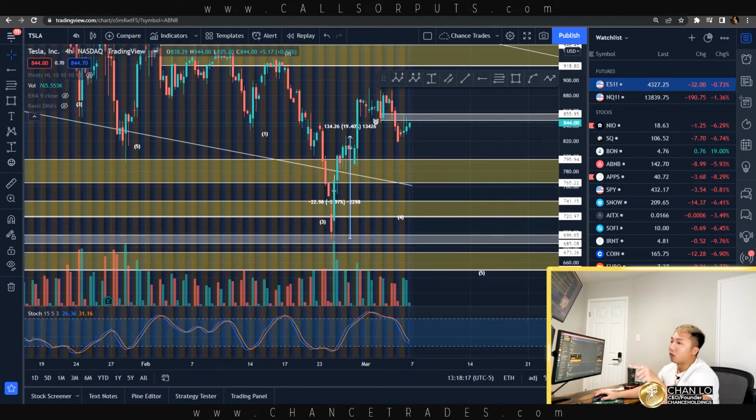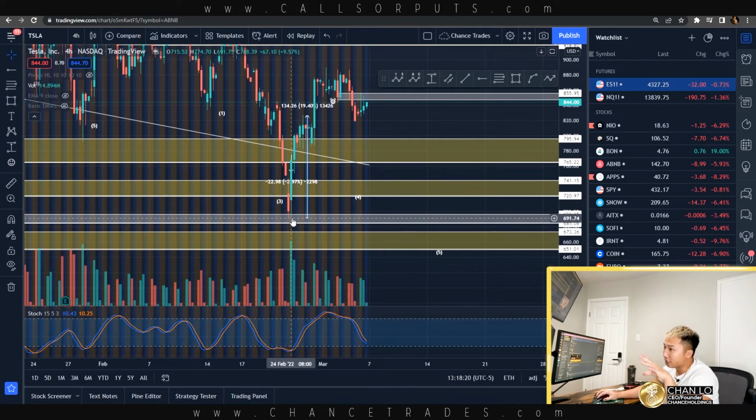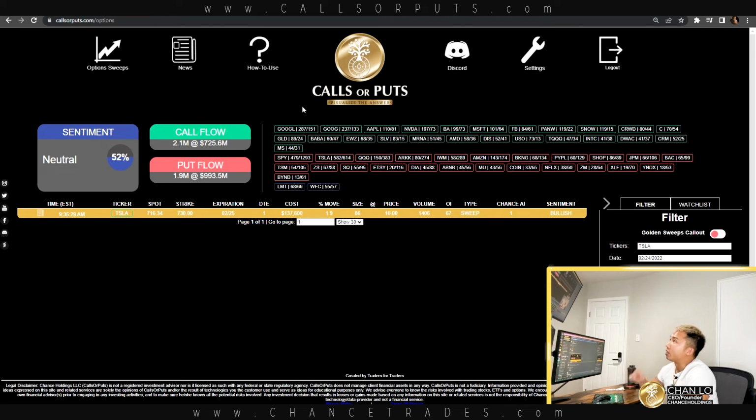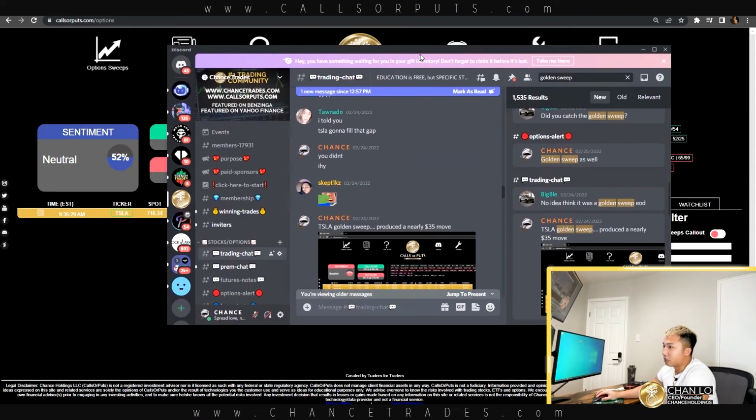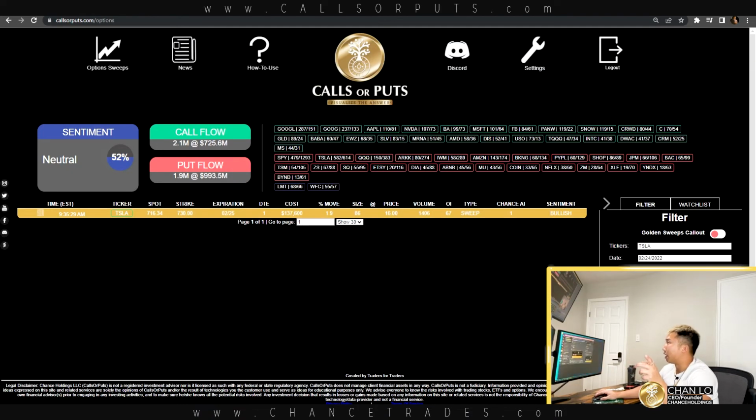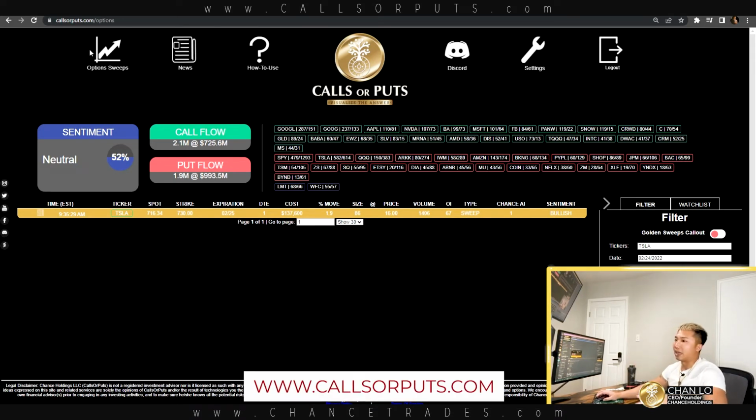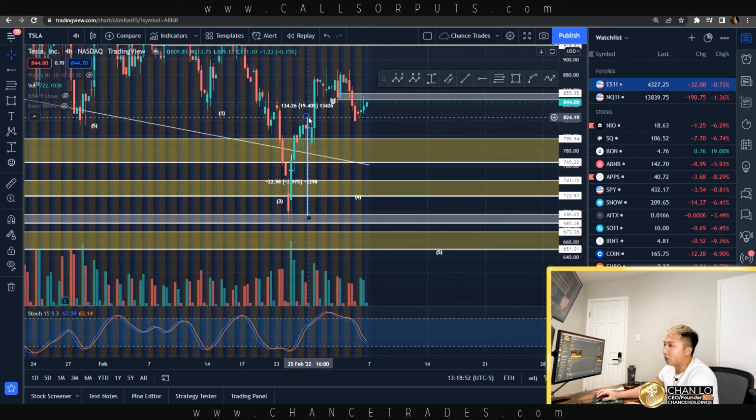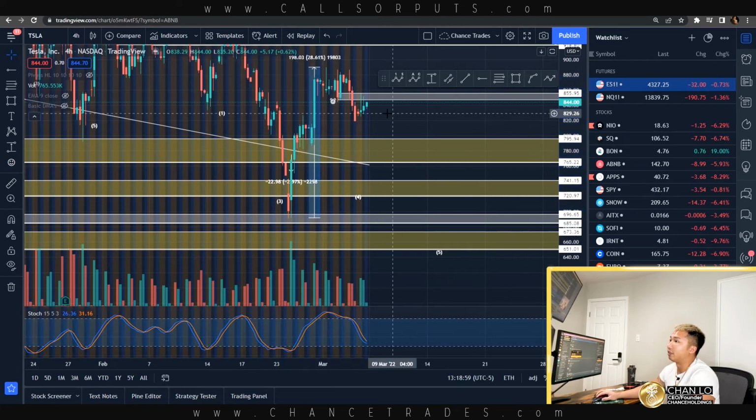And now for the next one, we got Tesla. As you guys know, Tesla dropped down here on the 23rd or 24th, and we absolutely rocketed upwards. Here is the sweep that we saw on the Discord where I notified our members. Tesla Golden Sweep produced a nearly $35 move. It obviously continued going up, as you guys saw on the chart, but let me explain how powerful it is when you apply callsorputs.com with the technical analysis behind it. So instead of this 20%, it continued for a total of a 30% move up, as you can see.